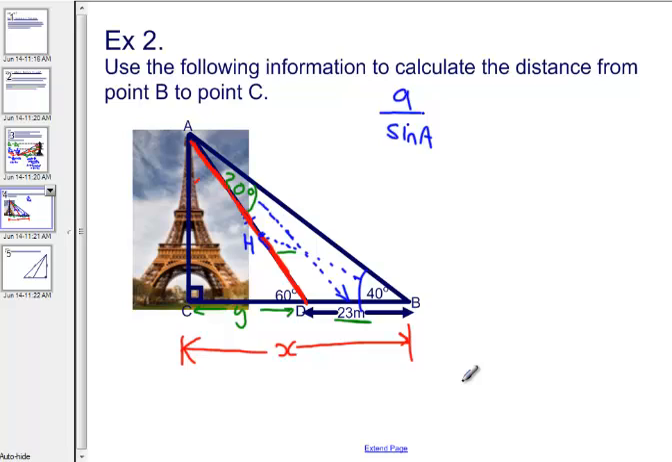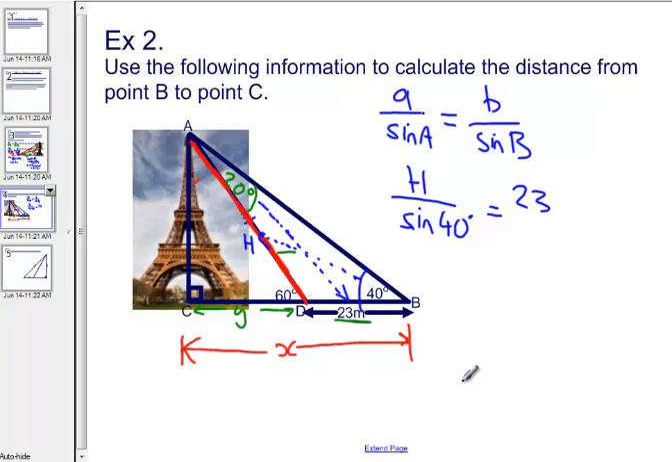Side lengths are going on top. A over sine of A is equal to B over sine of B. Now my A, as I said, I always like putting my unknown on the left. So that is my H that I'm looking for, divided by sine of the angle that is opposite H, which is the 40 degrees, is equal to the other pair of information that I've got. That's the 23 meters divided by sine of the 20 degrees that we calculated out.